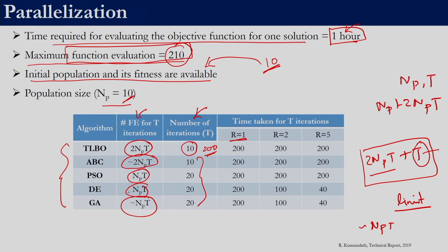Same thing for DE: since the number of iterations is 20 and the population size is 10, we will be doing NP times T, 200 functional evaluations, right. This is only for the iterations, the initial population is not considered. So, over here we will require 200 hours. In all the cases we require 200 hours, because we are not using parallel computing and only one resource is available. So, let us consider that 2 resources are available.